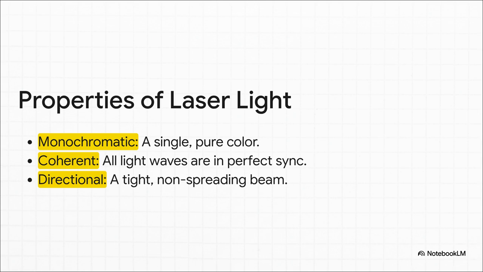And the light that comes out of this process is totally different from the light from a regular bulb. It is custom built. Because all the photons are perfect clones, the light is monochromatic. It's one single pure color. Because they all march out in perfect lockstep, the light is coherent. All the waves are perfectly aligned. And that is what allows a laser beam to be so incredibly focused and powerful. It's a direct result of us playing with the quantum energy levels in atoms.